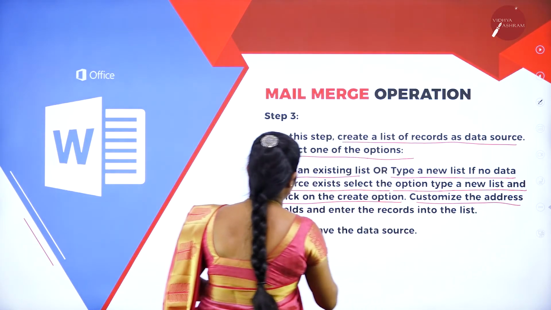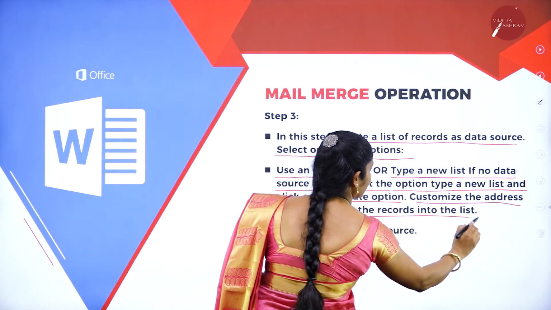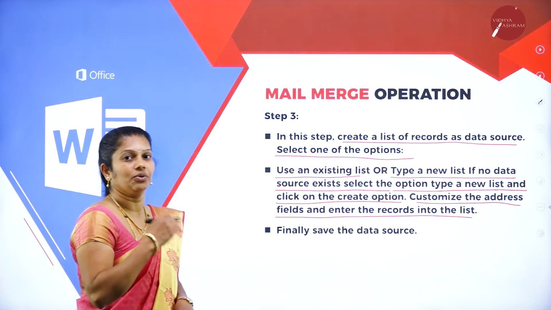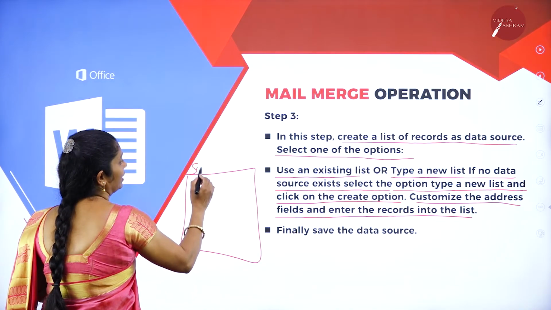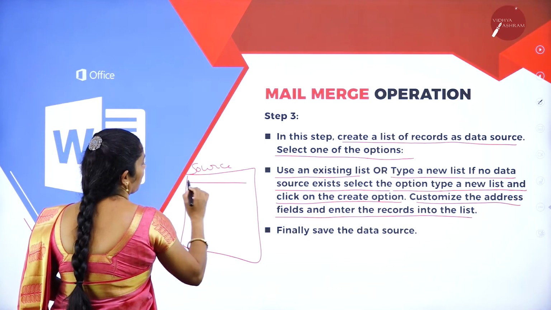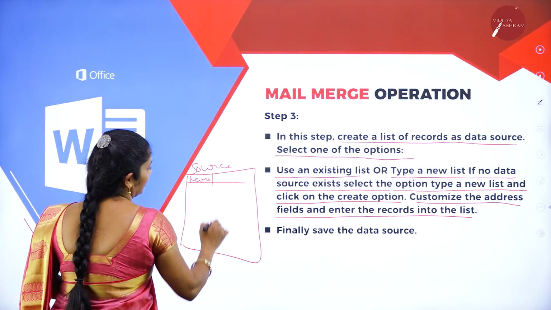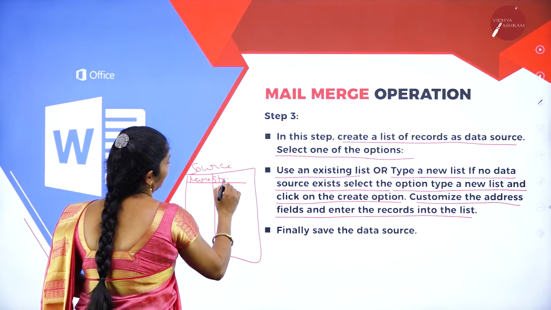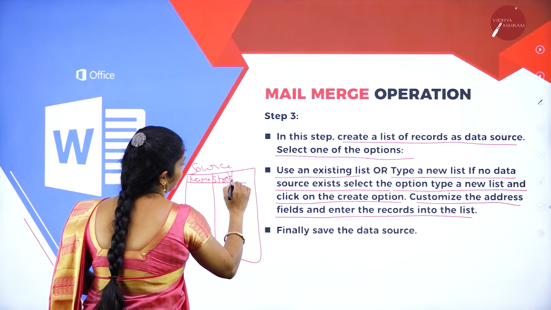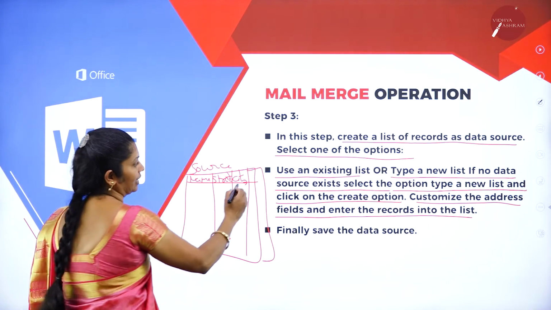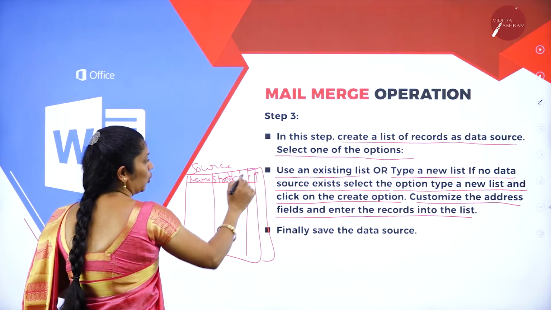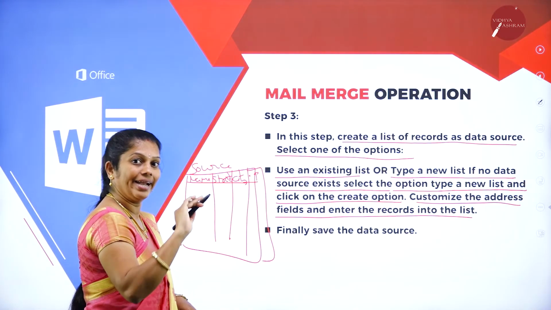Customize the address field and enter the record into the list, whichever field you want. For example, for the source document, I want name, then street, city, pin code, like that. Whichever heading you want, you can select. For example, phone number, like that. Whichever thing you want, you can select the headings for that.